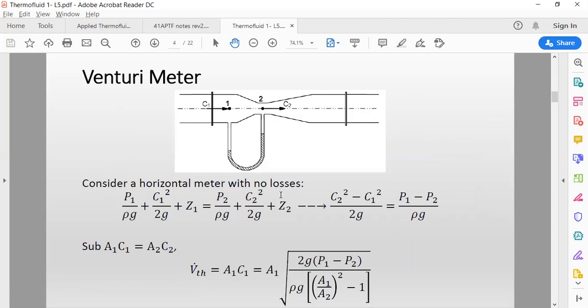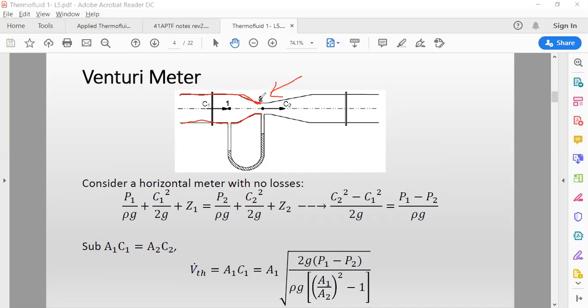So what is a Venturi meter? A Venturi meter looks something like this, as you see in the diagram here. The constriction that we are talking about is this point number 2. You see that the cross-sectional area of this Venturi meter is purposely reduced. So the cross-sectional area is reduced and narrowed to point 2.